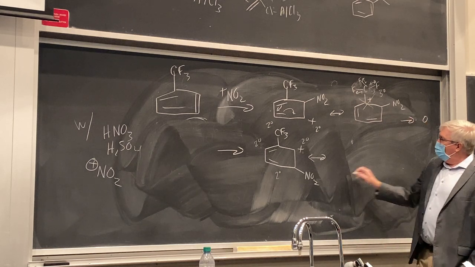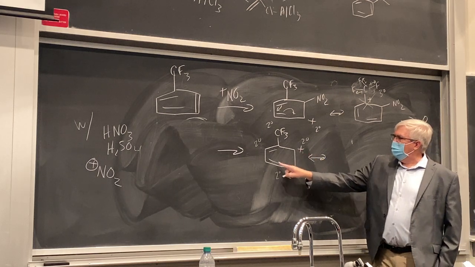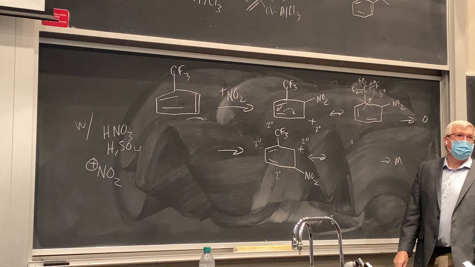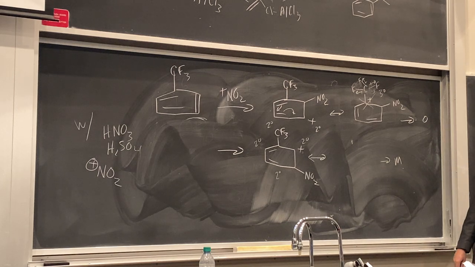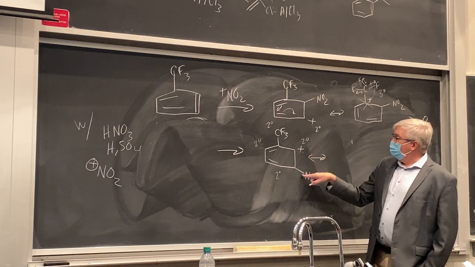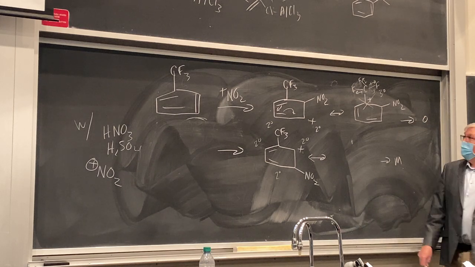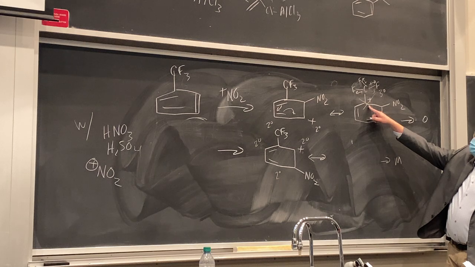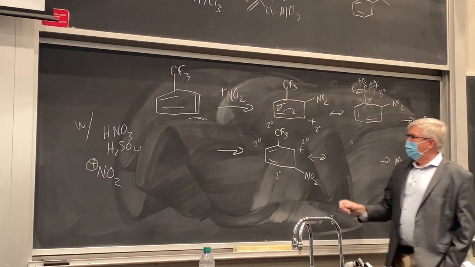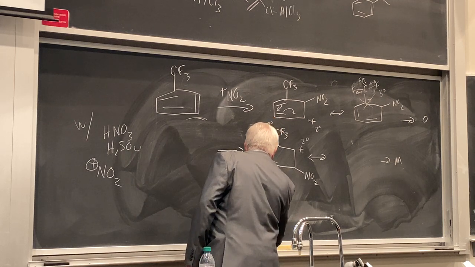When we do the meta pathway and lead to the meta product, we never put the plus charge directly next to the withdrawing group, okay? So by having it go this meta pathway, it's a slow reaction. The trifluoromethyl is deactivating all the positions, but it's deactivating the meta pathway to a lesser extent than the ortho and the para pathways. It's strongly deactivating the ortho and the para pathway because that puts the plus charge right there. Let's look at the para pathway and see what that is, right?